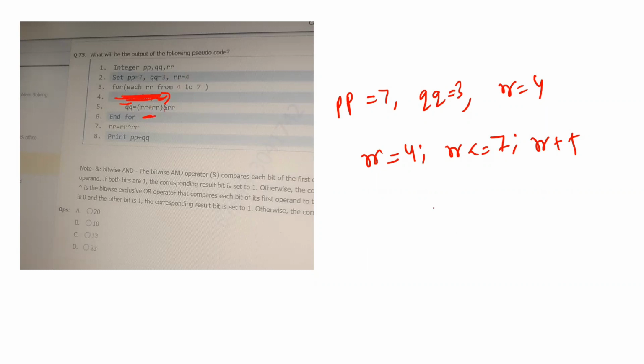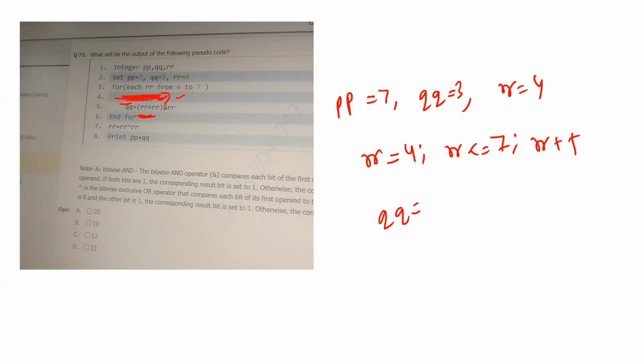So QQ equal to RR plus. Okay. Now one more thing here. You don't need to continue with the loop. What do I actually mean by this? First RR will be 4, then 5, then 6, then 7. Every time you will be calculating the value of QQ. Is this required? Just think logically. Is this required? No. Because at the end, QQ value is not taking into consideration its previous value. All it is dependent on is the value of RR.